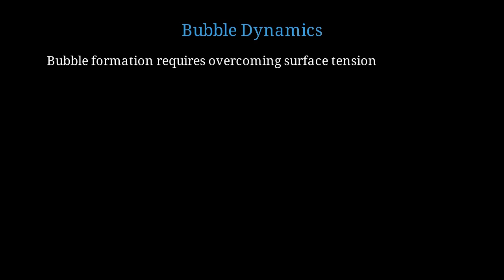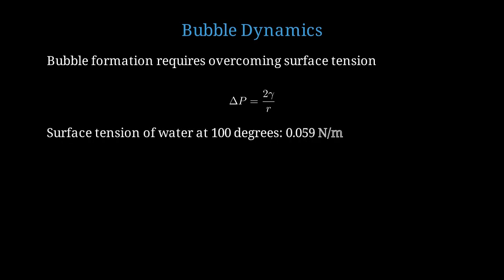Let's talk about the bubbles that form during boiling. What determines their size and behavior? For a bubble to form, the pressure inside must overcome both atmospheric pressure and surface tension. The Laplace pressure equation: delta P equals 2 gamma over R. Gamma is surface tension, R is bubble radius. At 100 degrees Celsius, water's surface tension is 0.059 newtons per meter.